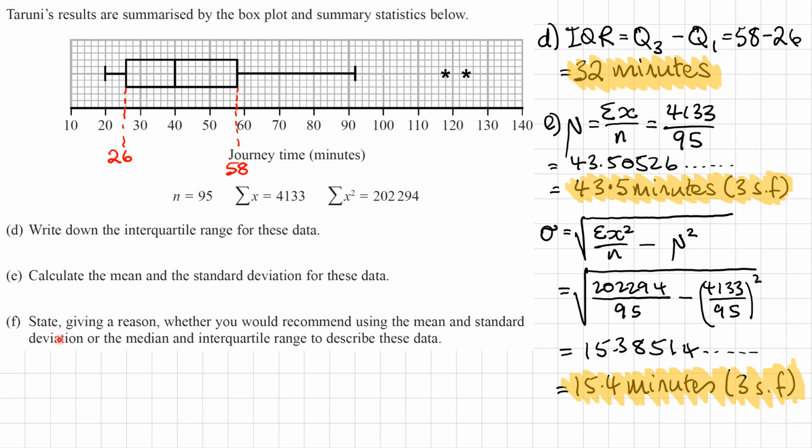And part F, state, giving a reason, whether you would recommend using the mean and standard deviation or the median and interquartile range to describe these data. Now for part F, what's going to be having an impact on our calculation is these 2 outliers that are here. They will affect some calculations but not others.